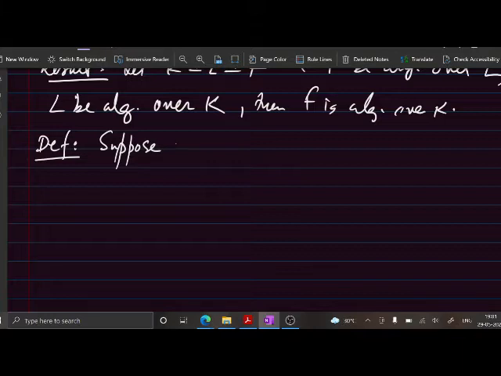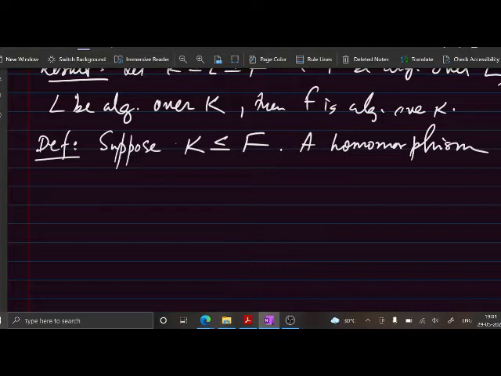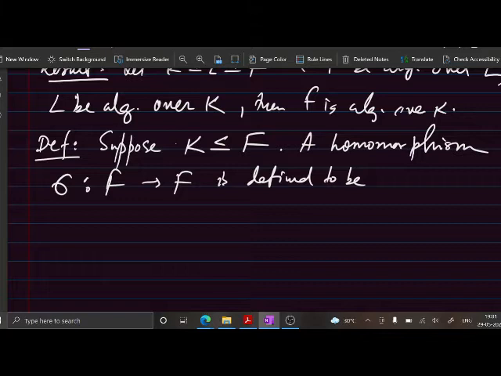So suppose F is an extension of K, then a homomorphism sigma from F to F is defined to be a K-homomorphism.